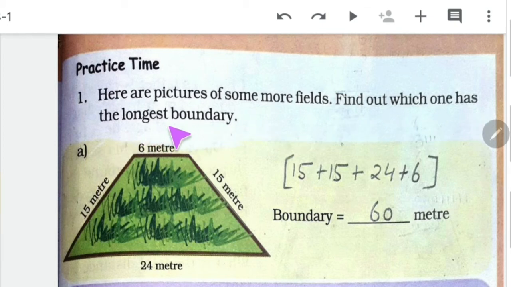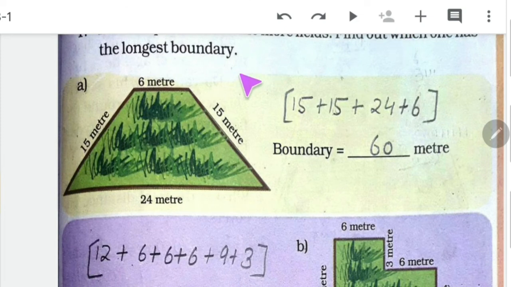So to answer which one has the longest boundary, we have to find the length of the boundary of all the given fields. So this is field A. You can see here field A has one side of 6 meter, another side of 15 meter, the third side of 24 meter and the fourth side of 15 meter. Now we have to add all the four sides, and after adding 15 with 15, then with 24 and 6, we will get 60 meter.